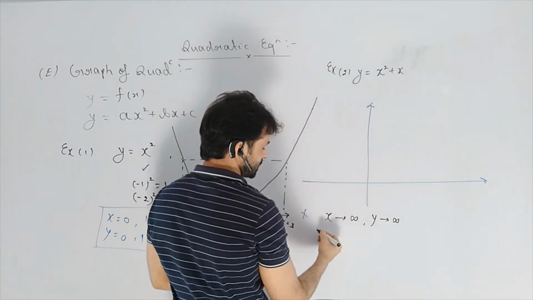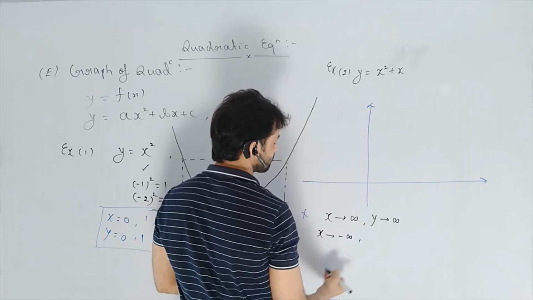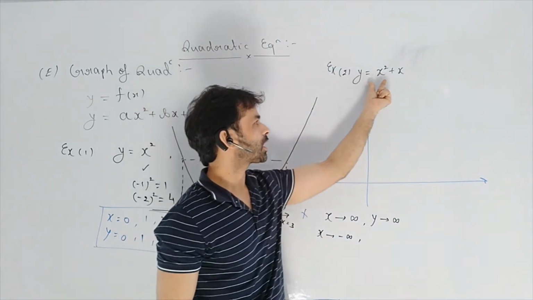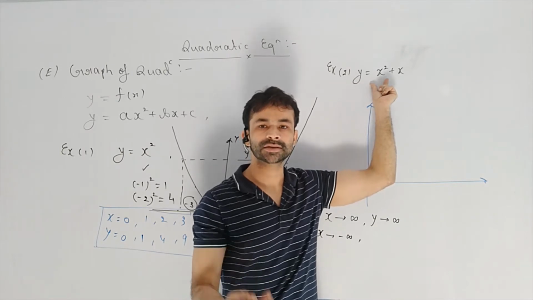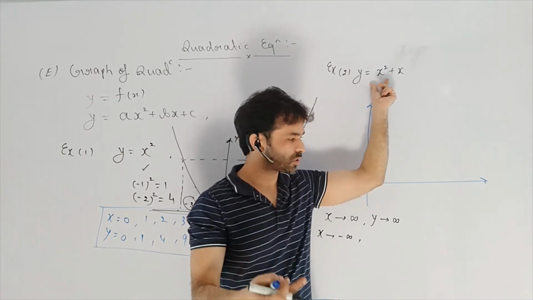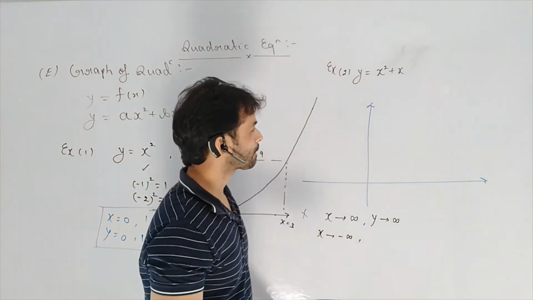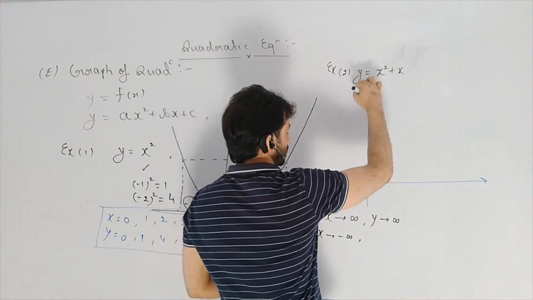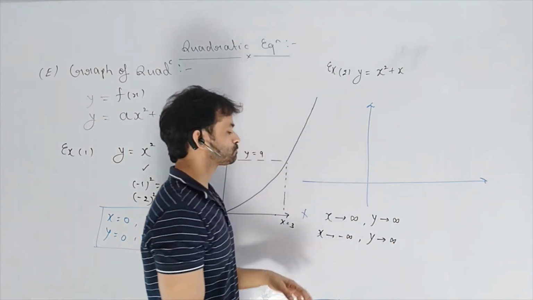Now we can see, as x tends to minus infinity, x square will make it positive and again increase the value. So infinity square will be what? Infinity. Infinity square means infinity. So again this y will tend to infinity.